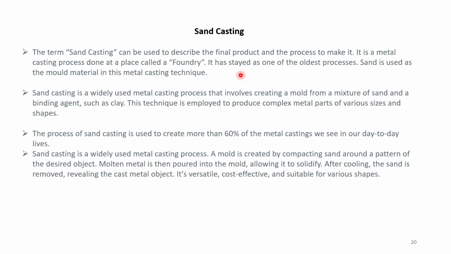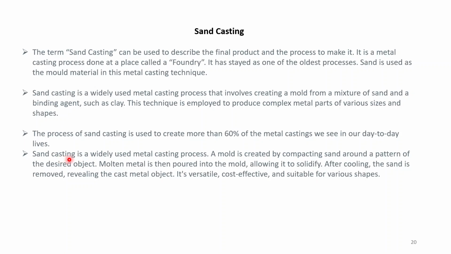Sand casting is a widely used metal casting process which involves creating a mold from a mixture of sand and a binding agent such as clay. This technique is employed to produce complex metal parts of various sizes and shapes. The process of sand casting is used to create more than 60% of the metal castings we see in our day-to-day lives.